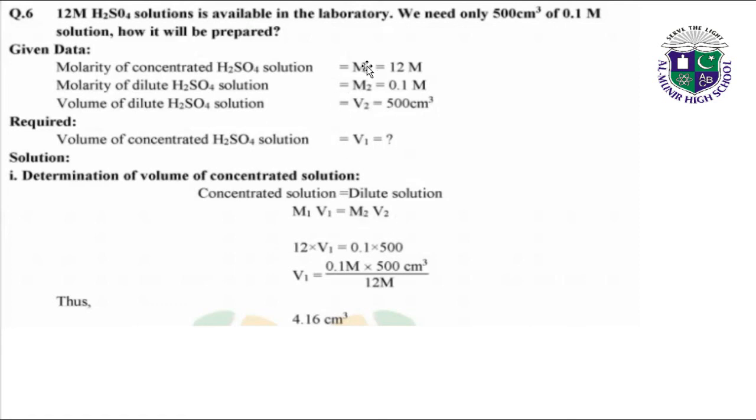So now we will apply the values of M1, which is 12. V1 we have to find. The value of M2 is 0.1 into volume V2, 500. By putting all these values in this formula, we will take V1, the unknown value, on the left hand side and all other known values on the right hand side. By calculating all these values, we will get our answer, which will be 4.16 centimeter cube.